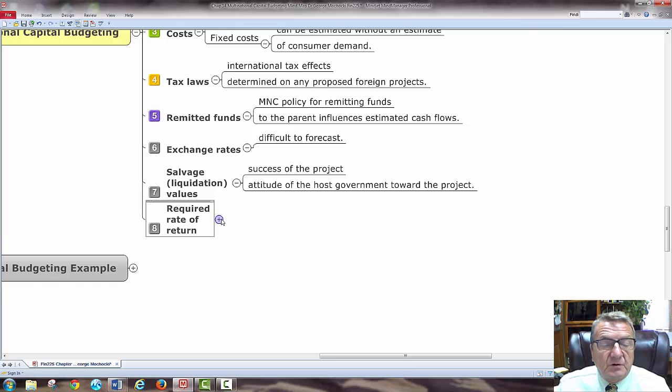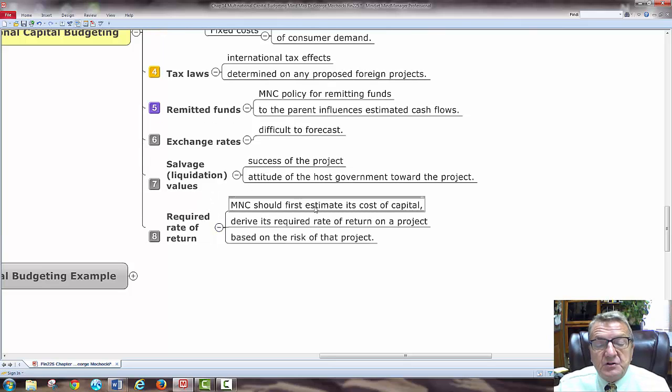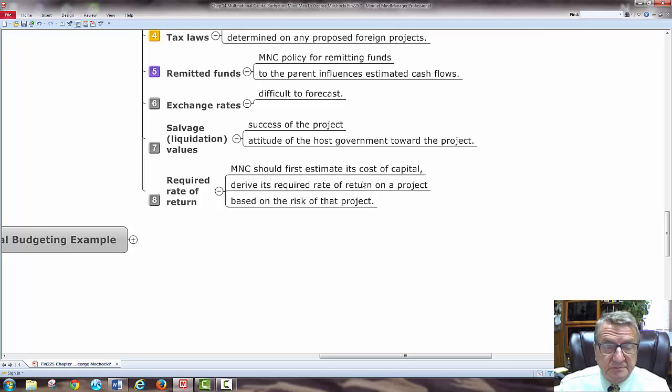Okay. Now rate of return. MSC should first estimate its cost of capital, then derive its rate of return on the project. So here's how much the capital costs, and here's how much my rate of return is on the project based on the risk of that project. There's a formula in there, and we'll talk about it a little bit. You plug in numbers, and then you can see which project has a higher rate of return depending on the risk. Remember, the higher the risk, the higher the rate of return, but the higher the chance it could default, and I could lose.